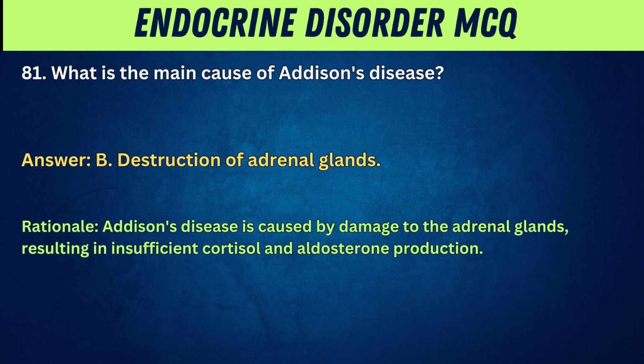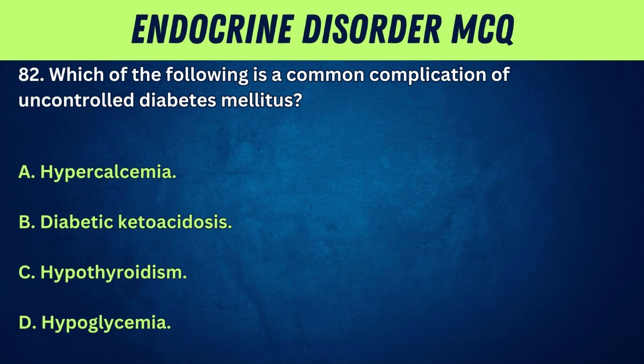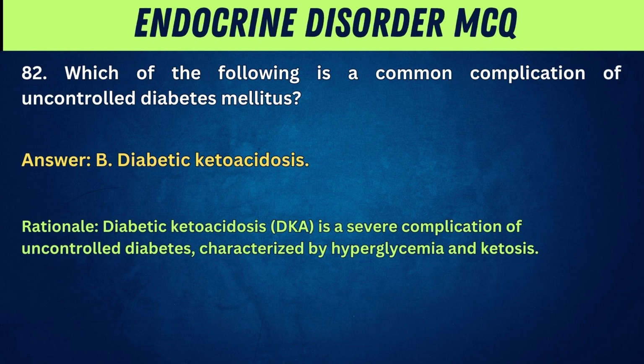82. Which of the following is a common complication of uncontrolled diabetes mellitus? A. Hypercalcemia. B. Diabetic ketoacidosis. C. Hypothyroidism. D. Hypoglycemia. Answer: B. Diabetic ketoacidosis. Rationale: diabetic ketoacidosis, DKA, is a severe complication of uncontrolled diabetes, characterized by hyperglycemia and ketosis.